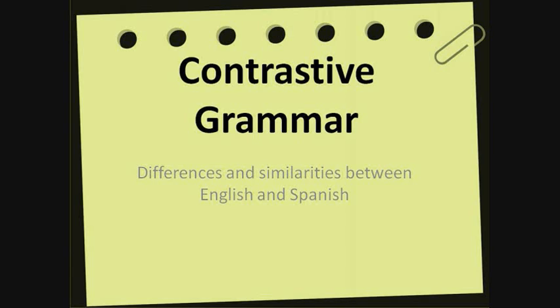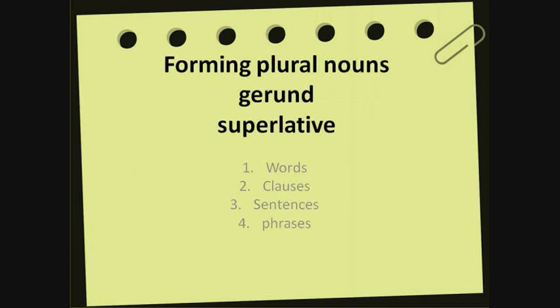Hi everybody! In this video, you're going to learn a bit about some differences and similarities between English and Spanish. This lesson contains 4 topics: words, clauses, sentences, and phrases. Once you finish watching this video, you will be able to identify some characteristics of these two languages exposed here.